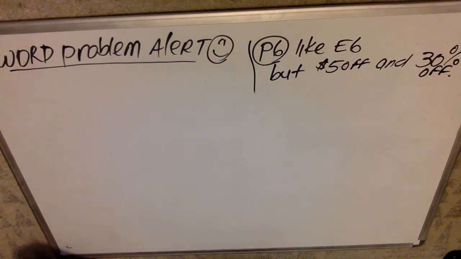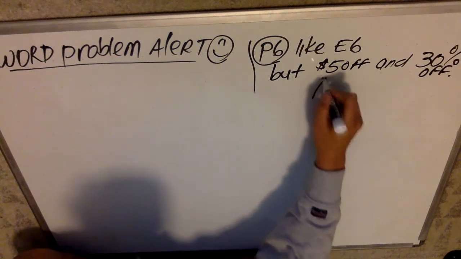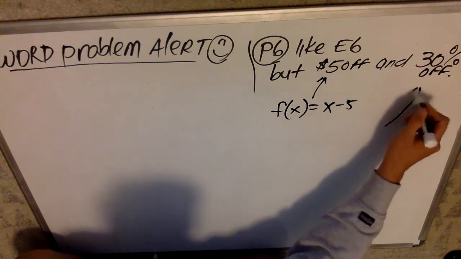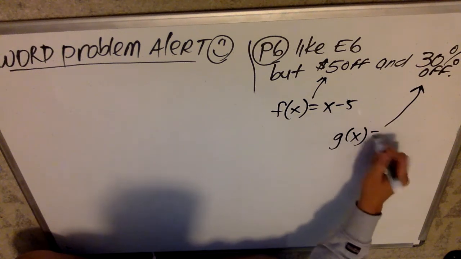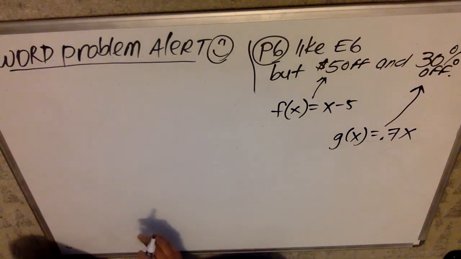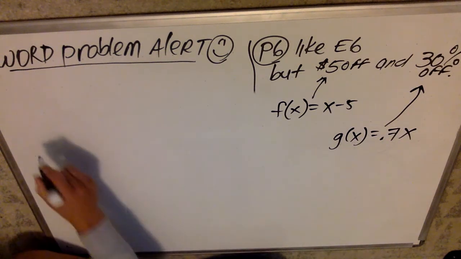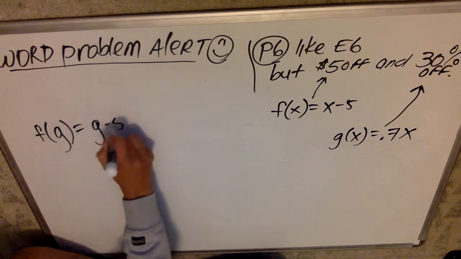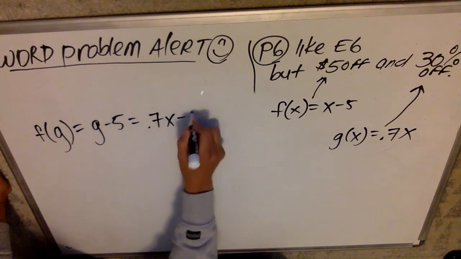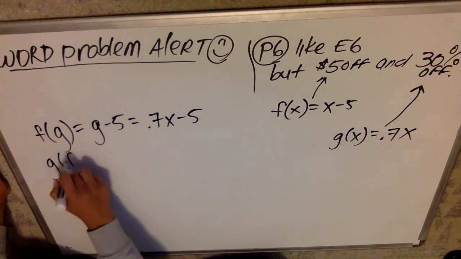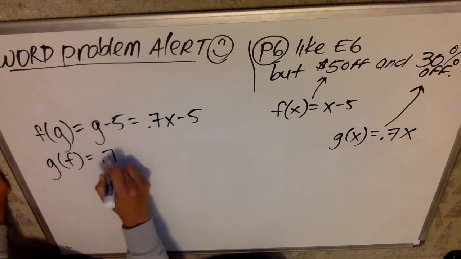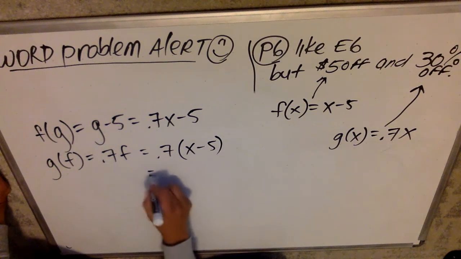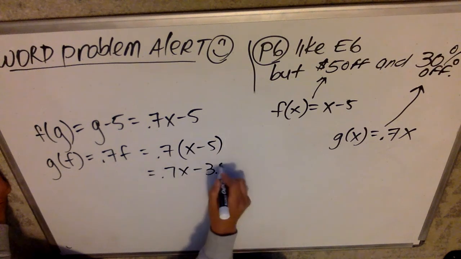Yet again, I'm going to write a function for each of these. So I'm going to say that the $5 off is f of x equals x minus 5. And I'm going to say that the 30% off is g of x equals 0.7x, right? Because if you're taking 30% off, you're keeping 70%. So f of g would be g minus 5, which is 0.7x minus 5. And g of f would be 0.7 times f, which is 0.7 times (x minus 5), right? So it's 0.7x minus 3.5, right?